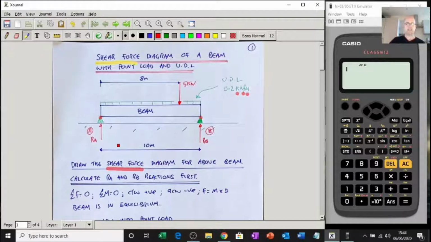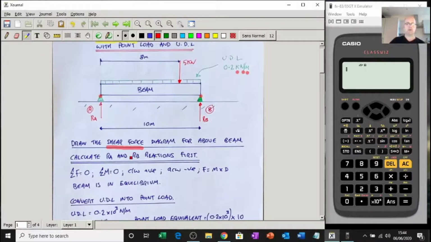So, as in these questions, normally we've got to work out RA and RB. I'll keep saying it, make sure you get RA and RB correct before you move on, because if these two are incorrect, your graph will be incorrect, and you don't want that. So the first thing I'm going to do is work out these two forces, RA and RB, just like we did before.